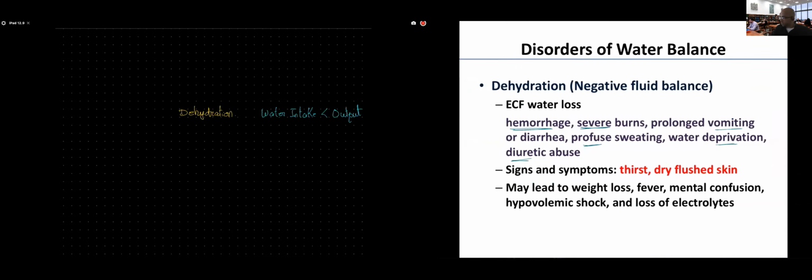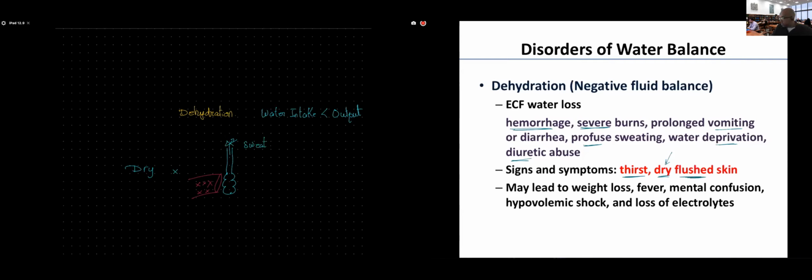And as a result of this, patients will develop symptoms like thirst, dry, flushed skin. Why dry? Why skin here is going to be dry? Because the same concept, like the salivary glands, the sweat glands are getting the sweat from the blood vessels. So if I have high concentration of solutes in my blood vessels, the sweat glands will fail to pull water out, and as a result, I'm not able to release sweat.